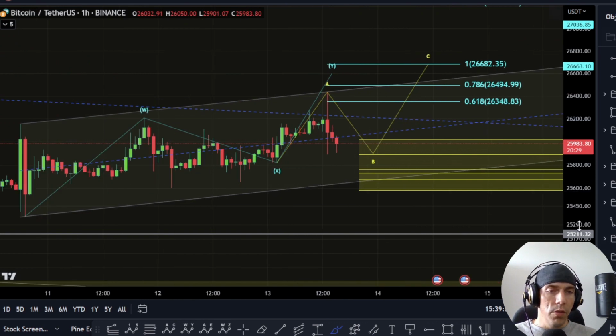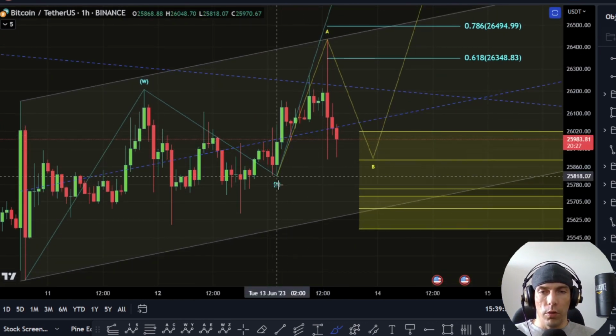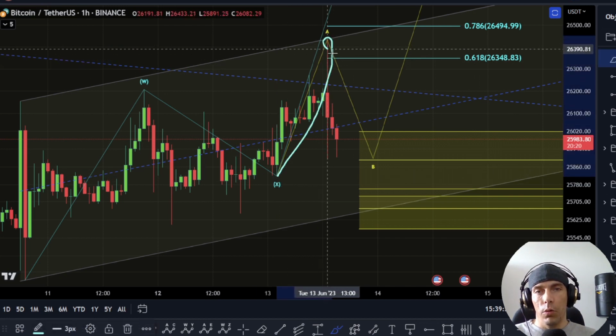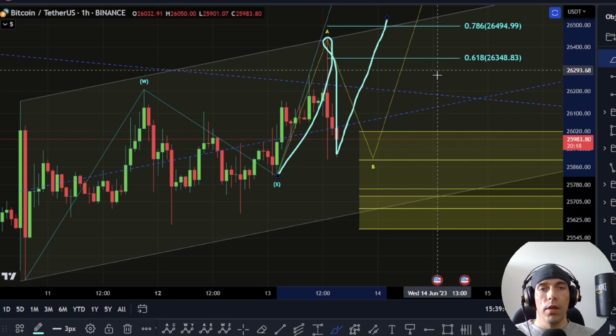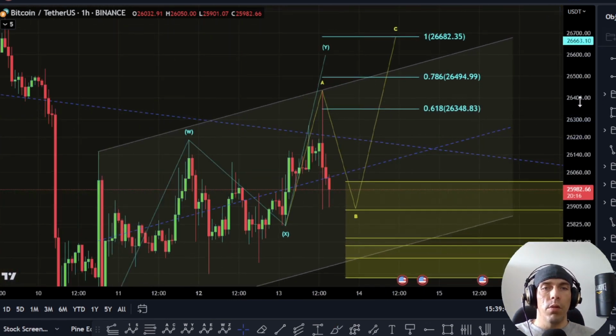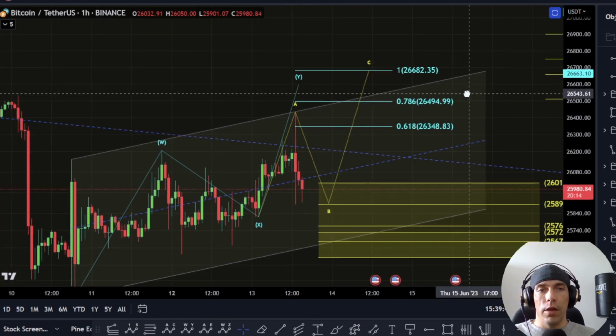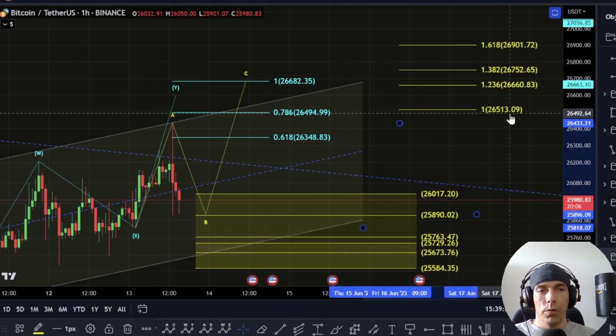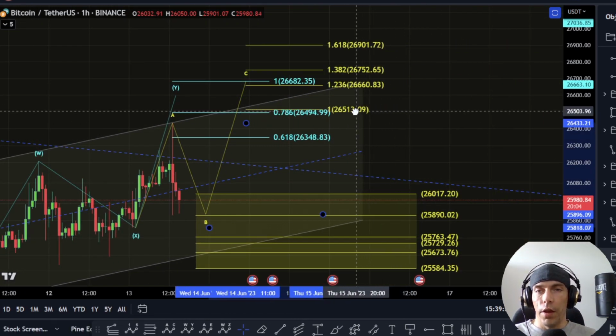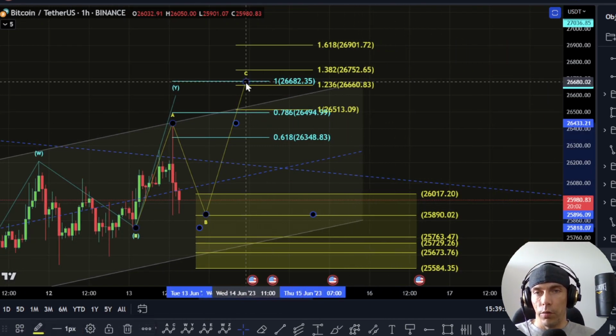Now this would be valid for as long as we continue to hold this X wave, which would be here at this 25,818. And what we could actually see is price look to reverse back to the upside here, looking for the C wave. So this C wave 1-to-1 is actually over here at this 26,513, and this would actually be looking to bring us back into this channel.